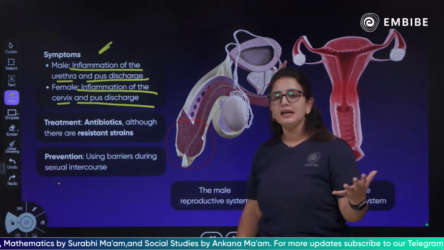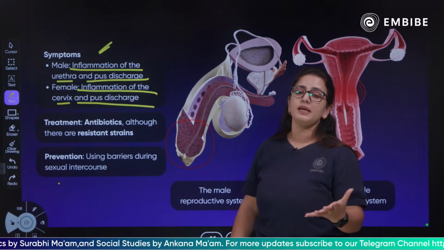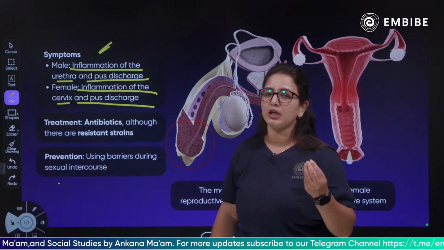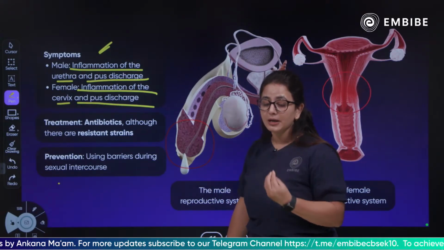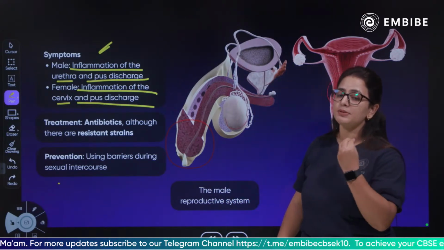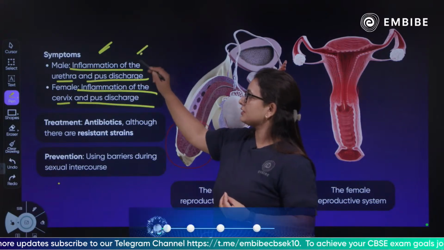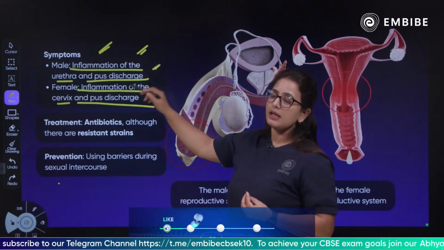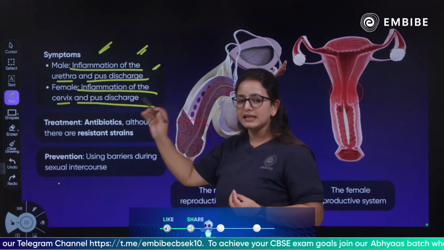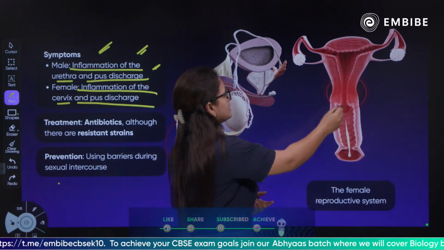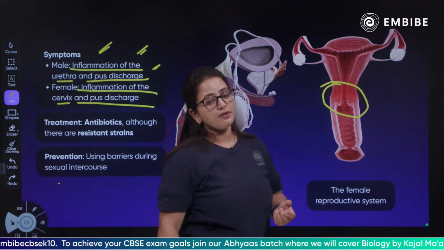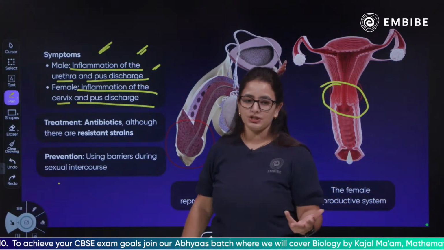When the female and male reproductive system is infected by this particular bacteria, ये बैक्टीरिया जब इन्फेक्ट करेगा मेल और द फीमेल रिप्रोडक्टिव सिस्टम को, तो ये सारे सिम्टम्स मिलेंगे. इन्फ्लेमेशन हो जाएगा यूरेथ्रा का और पस डिस्चार्ज होगा मेल में. एंड इन द फीमेल एग्जैक्टली सेम क्या होगा? सर्विक्स का इन्फ्लेमेशन होगा. As you can see, this is where the cervix is. सर्विक्स का इन्फ्लेमेशन होगा. अगेन देयर इज गोइंग टू बी अ पस डिस्चार्ज.